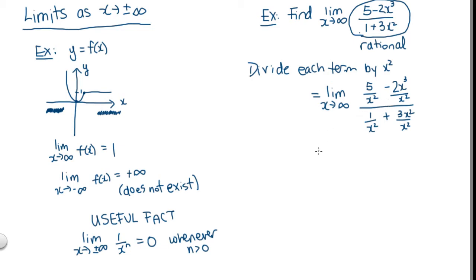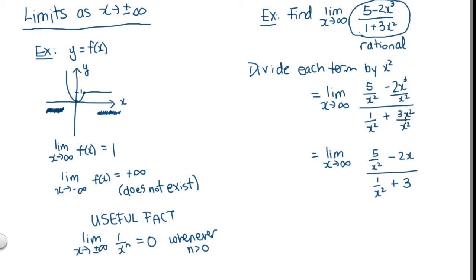So now we can do a little bit of simplifying. So we'll recopy our limit sign. We've got the limit as x goes to infinity of 5 over x squared minus 2x, all over 1 over x squared plus 3. So just doing a little bit of simplifying here, cleaning up those powers.